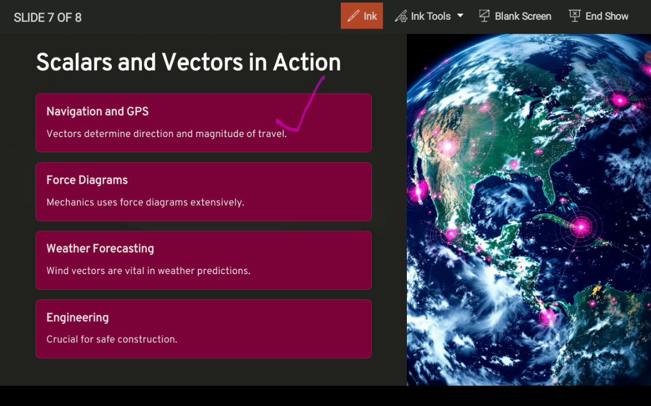Another example is the usage of vectors and scalars in mechanics. We use force diagrams in mechanics. Mechanics is just a branch of physics that deals with forces and motion. So mechanics uses force diagrams a lot. That's one application of vectors. But also in weather forecasting, wind vectors are very essential in weather predictions. So the direction of wind is an application of vectors.